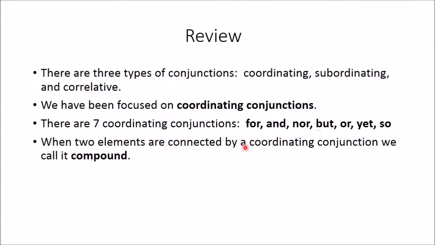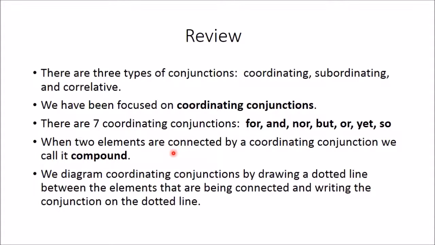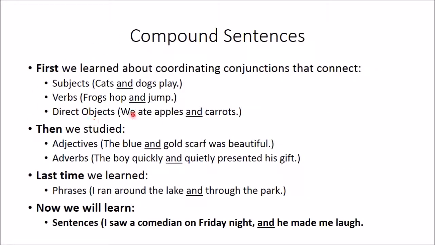Remember that when 2 elements are connected by a coordinating conjunction, we call the elements compound. And to diagram coordinating conjunctions, you draw a dotted line between the 2 elements that are being connected, and then you write the conjunction on the dotted line. Okay, so that brings us to what we're about to learn.